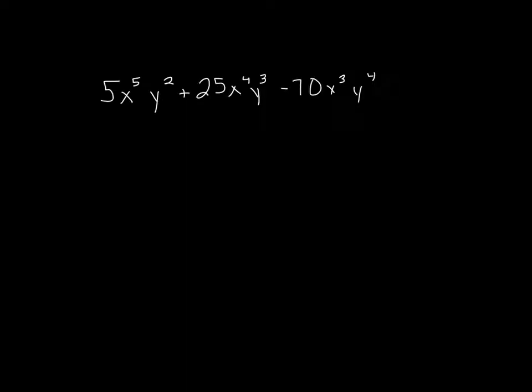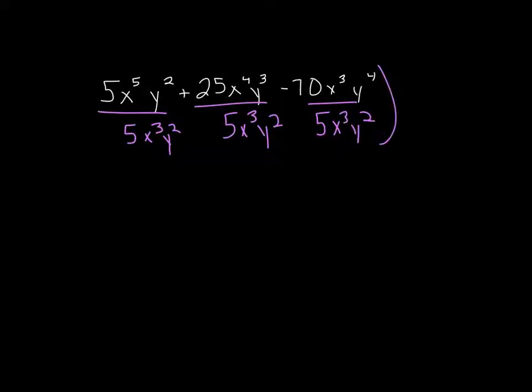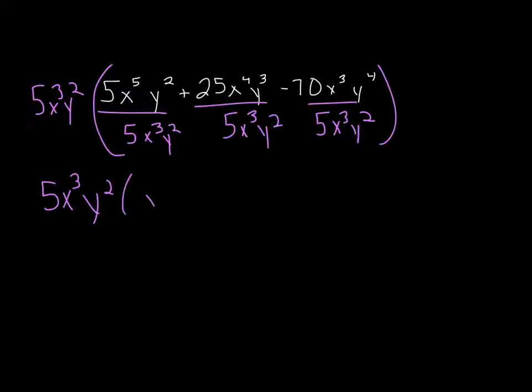Okay, once again we have a common factor. We can divide everything by 5. We have at least 3 x's and at least 2 y's. So 5x cubed y squared is our greatest common factor. And that leaves me with x squared plus 5xy minus 14y squared.